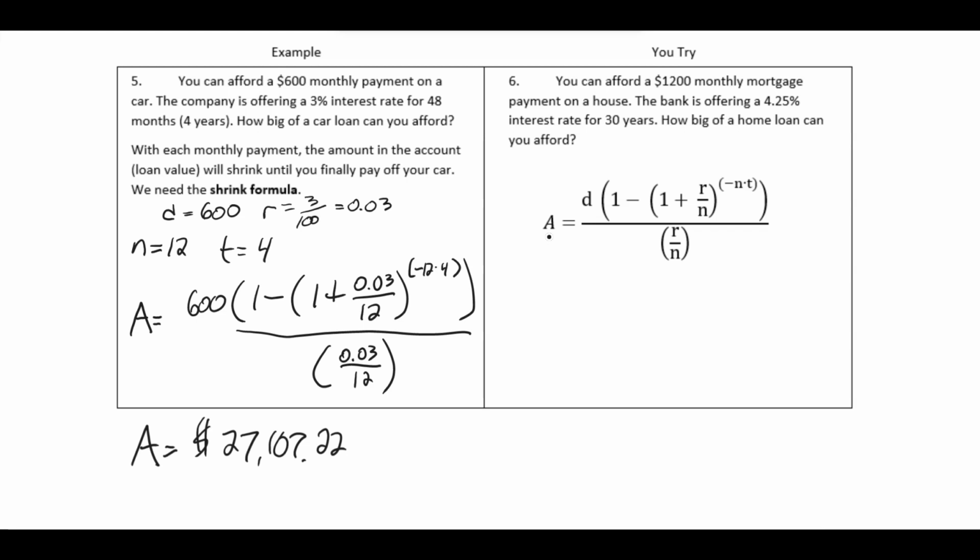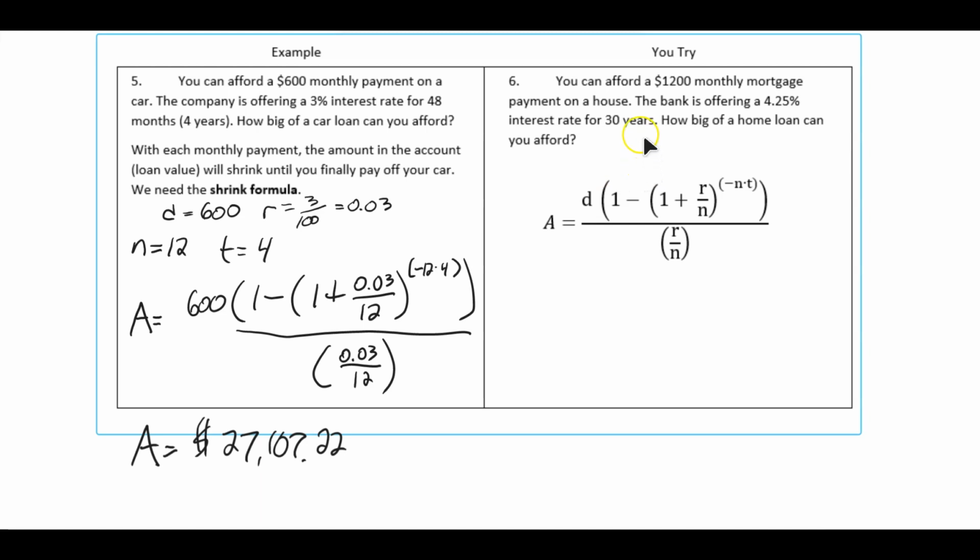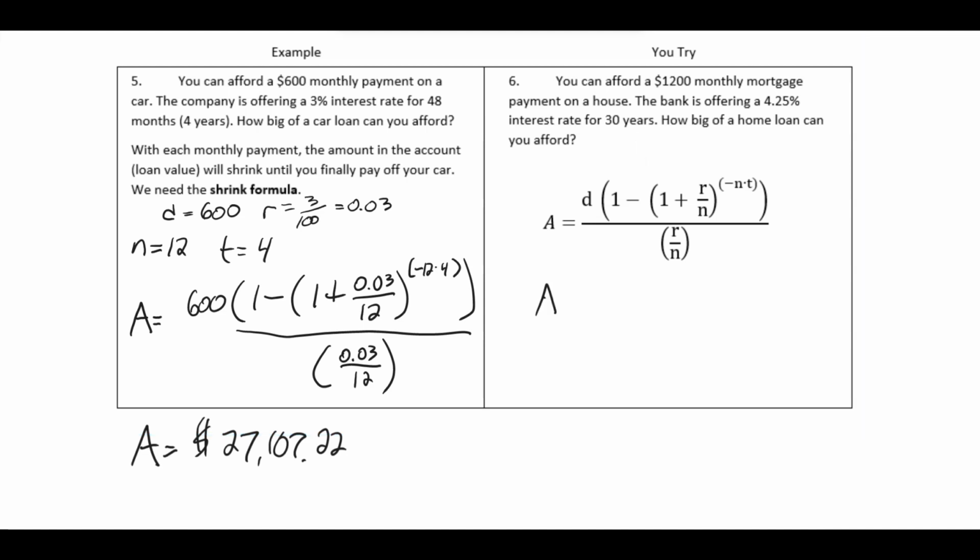All right, go ahead and work on the problem on the right once you pause the video. Okay, you should get A equals $243,932.24. That's how big of a loan you can afford. All right, I hope this makes sense.